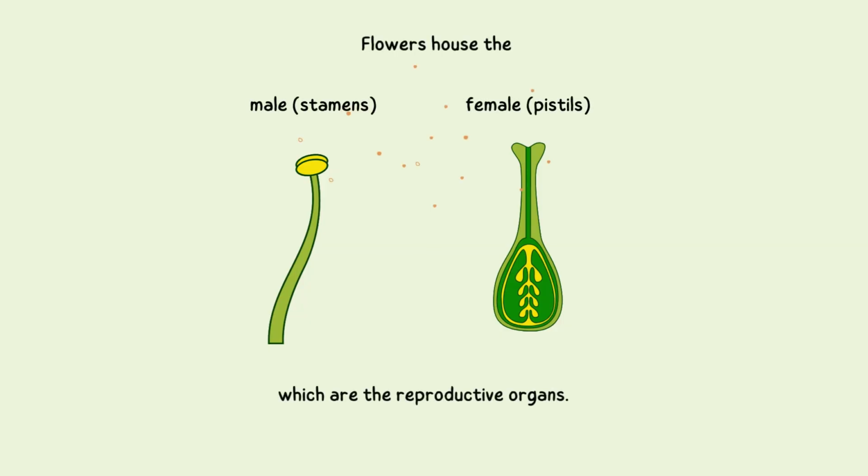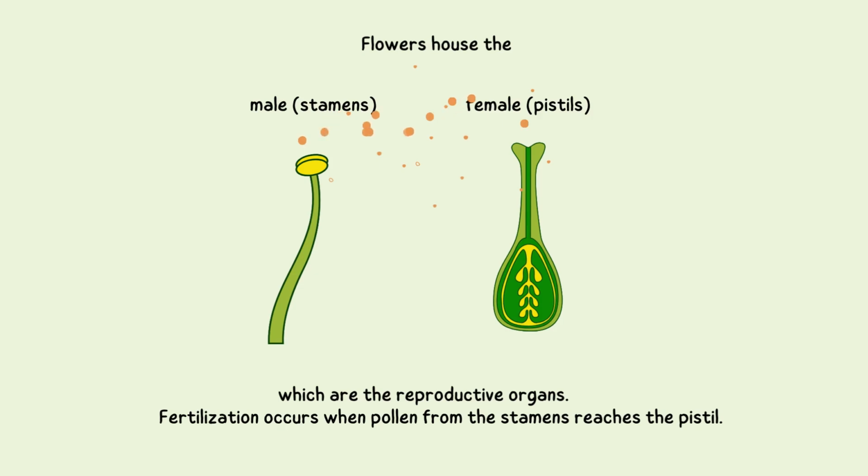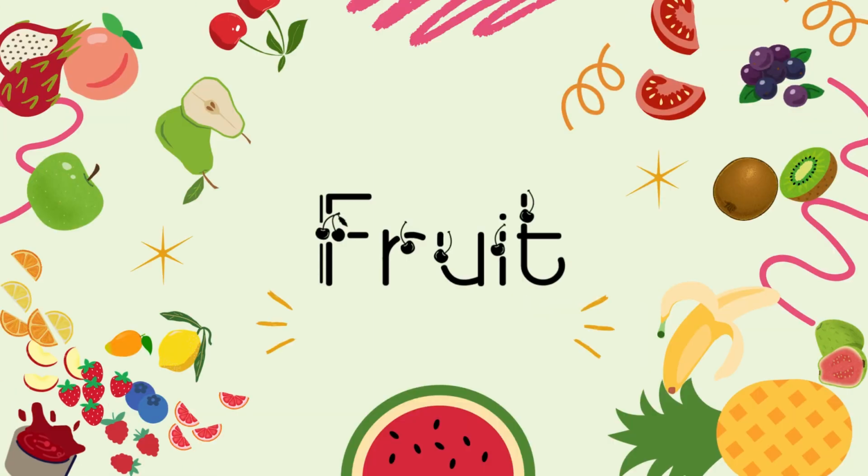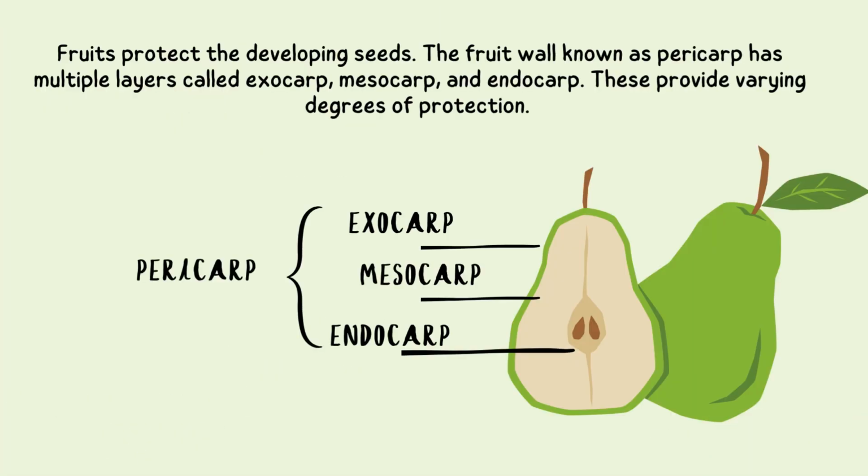Flowers house the male and female reproductive organs, which are called stamens and pistils. Fertilization occurs when pollen from the stamens reaches the pistil. Fruits. Fruits protect the developing seeds.